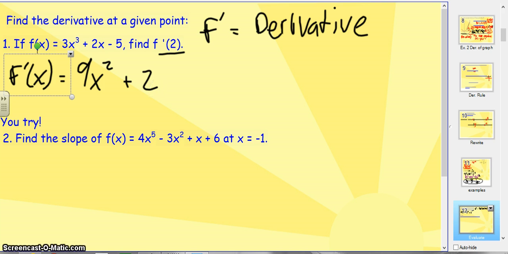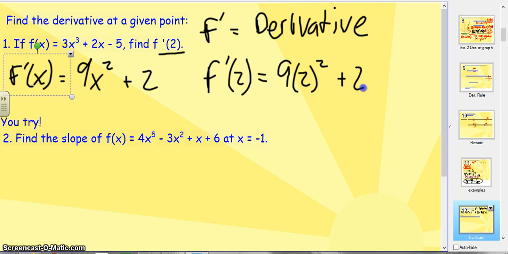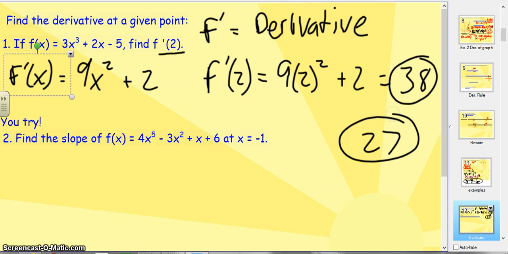Now, this means plug 2 into the derivative. So 9 times 2 squared plus 2, 38. Okay. Try number 2. You should get 27 as an answer.